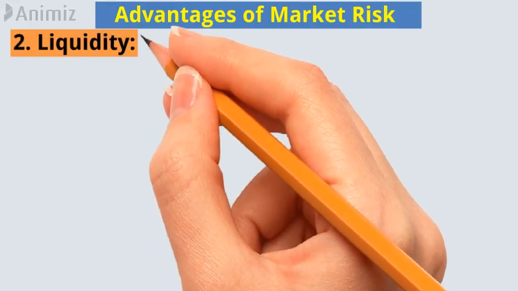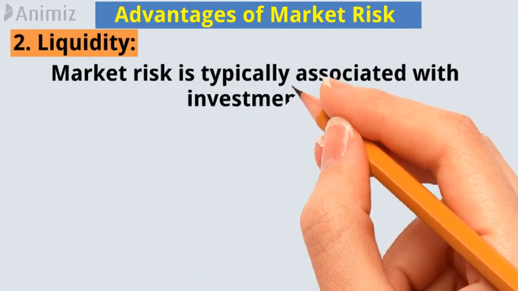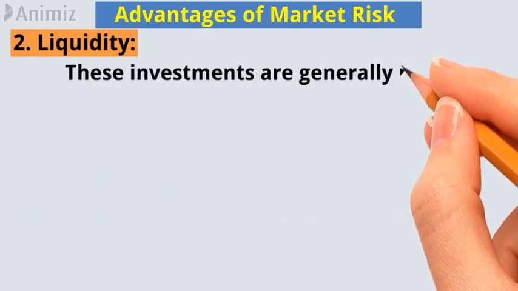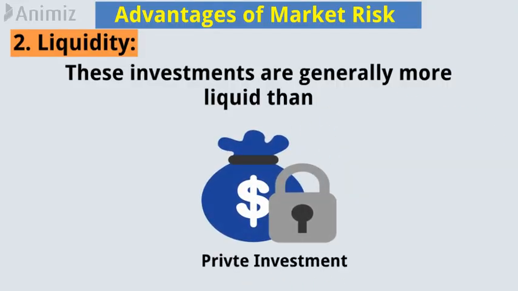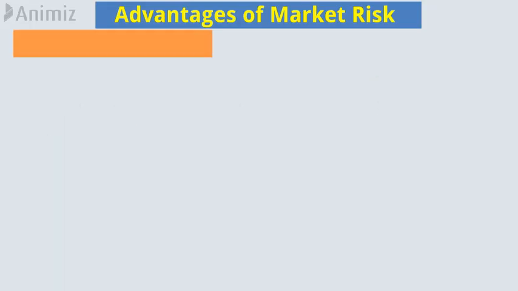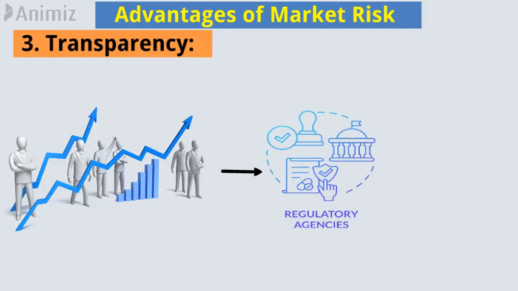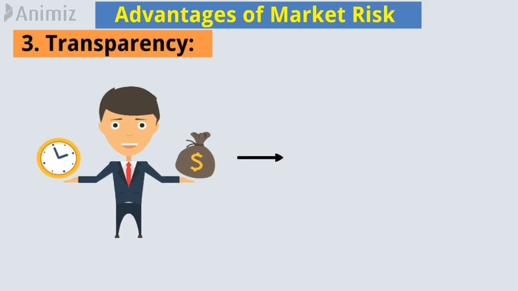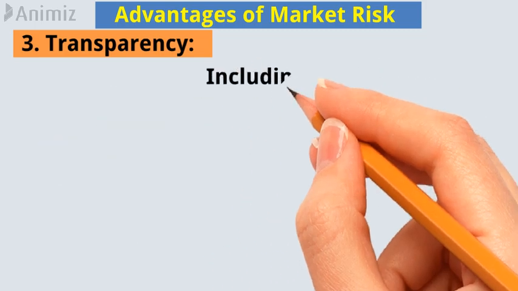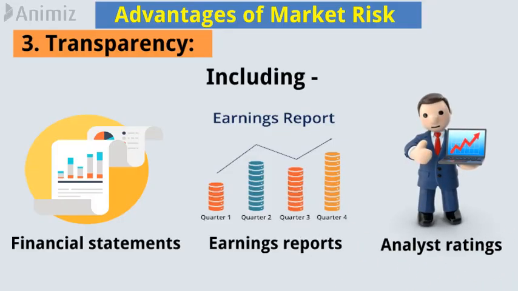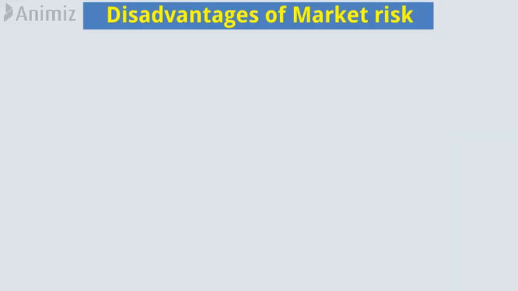2. Liquidity. Market risk is typically associated with investments that are publicly traded, such as stocks and bonds. These investments are generally more liquid than private investments, meaning that investors can buy and sell them quickly and easily. 3. Transparency. Publicly traded investments are subject to regulatory oversight and reporting requirements. This means that investors have access to a wealth of information about their investments, including financial statements, earnings reports, and analyst ratings. Let's move on to disadvantages of market risk.